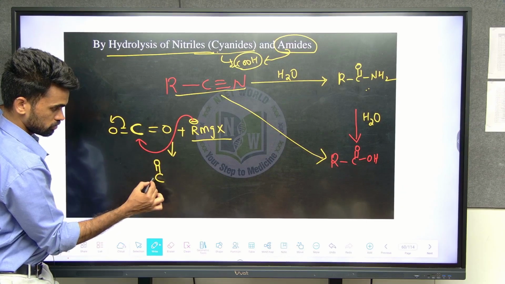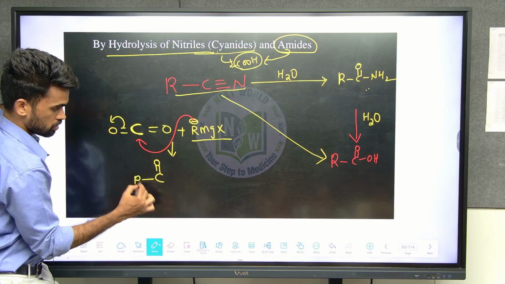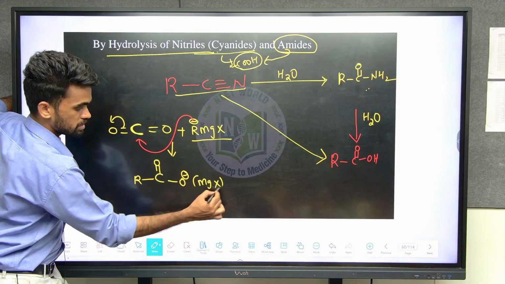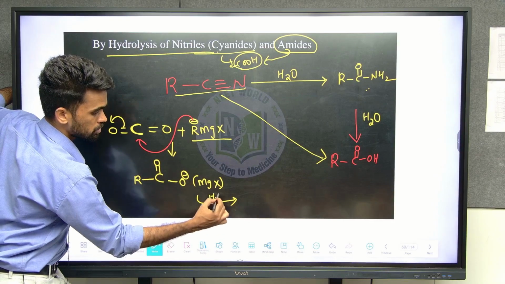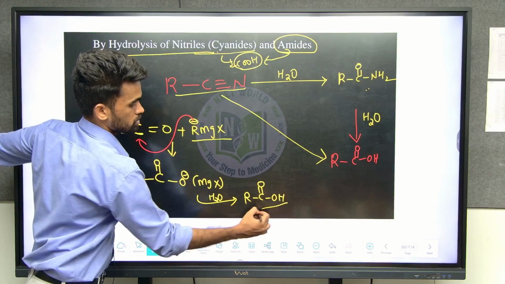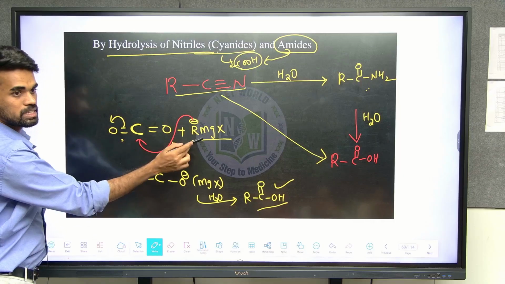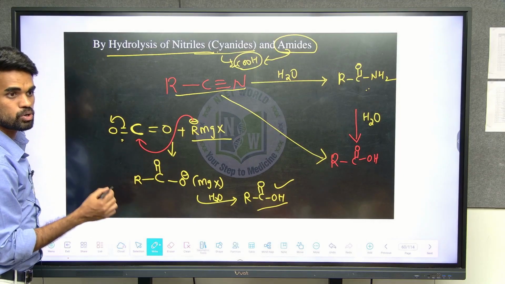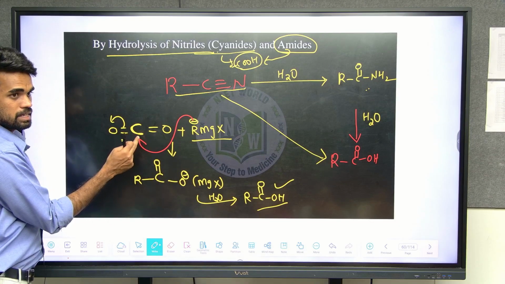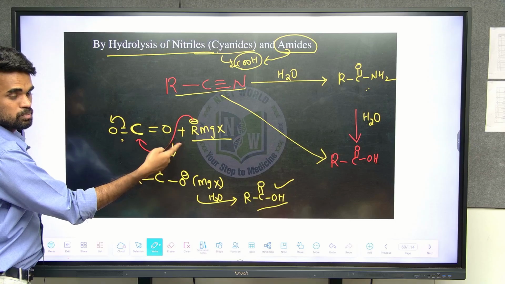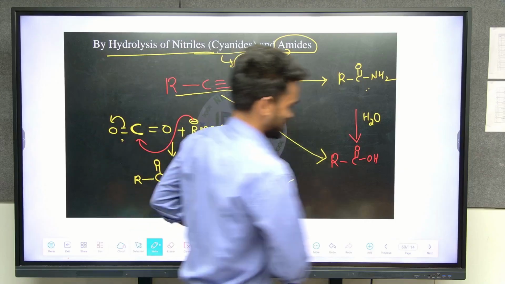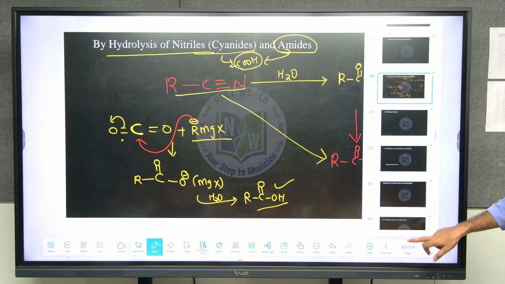Here now. So now what happens finally? C double bond O, R, this is becoming O minus MgX. This is a salt. If I add water to this, it gives you R COOH. So carbon dioxide upon treating with Grignard reagent followed by hydrolysis produces carboxylic acids. Once again, carbon dioxide upon treating with Grignard reagent produces carboxylic acids. Okay. Next.